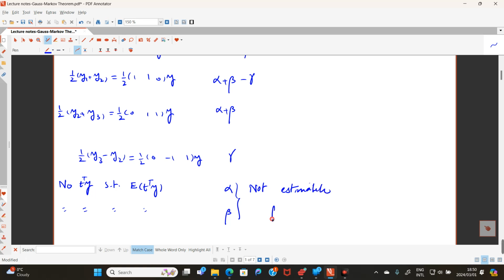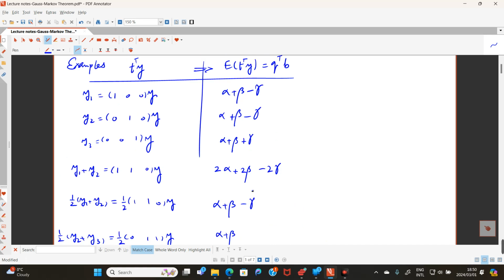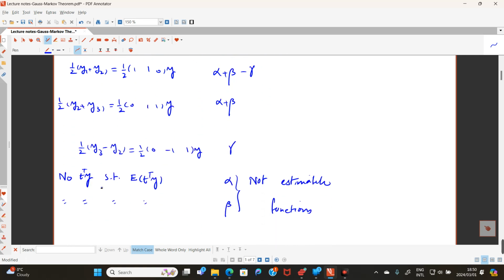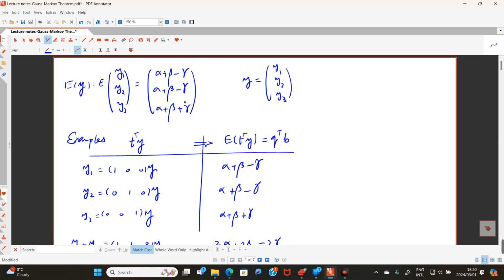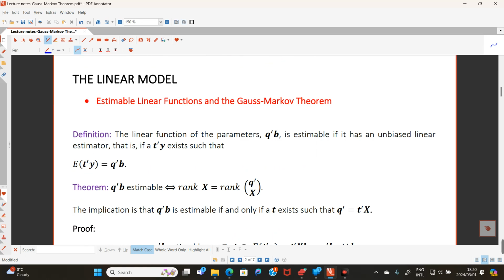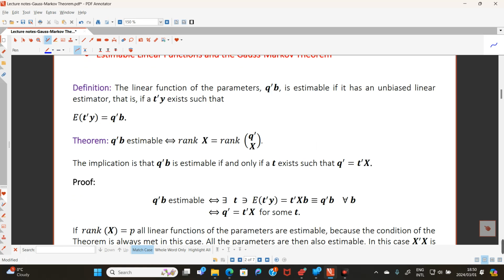So you see, for some functions of parameters, we can find estimators. For this function of parameters, we can find this estimator, for this function of parameters, we can find this estimator, and so on and so forth, until alpha and beta. Alpha is not estimable, beta is not estimable for this specific example. This is important to keep in mind. Okay, now we know the definition.